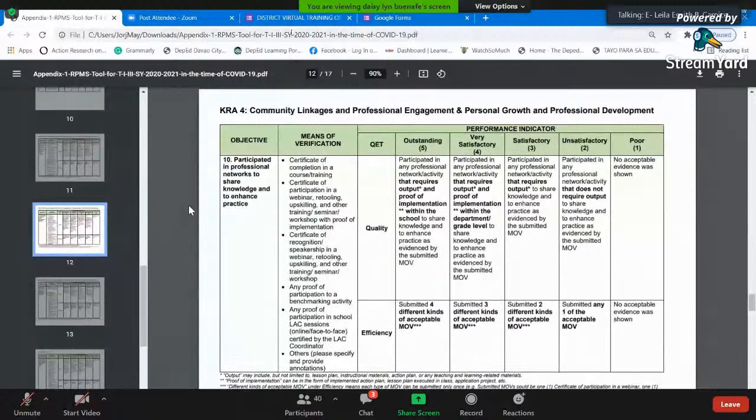Next, any proof of participation in a benchmarking activity. Any proof of participation in a school LAC session, online or face-to-face, certified by the LAC coordinator. It must be signed by the LAC coordinator. An LAC session that is a class observation is not appealable.